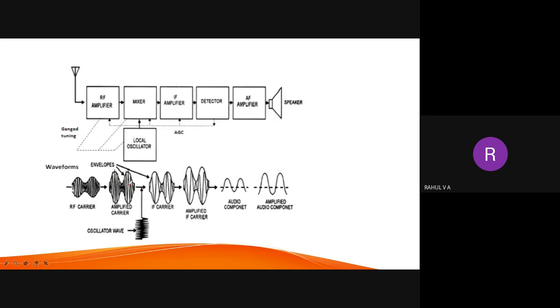Okay, so once again we will explain. First, what will the antenna do? The antenna will capture all the radio frequency signals, and then there is an RF amplifier. In the RF amplifier, it will tune to a particular station using a ganged tuning mechanism, and a signal of particular frequency is selected and then amplified. So you will get an amplified signal, and later there is a mixer. The mixer will mix the local oscillator signal along with the selected radio frequency, and then it will produce a signal of intermediate frequency.